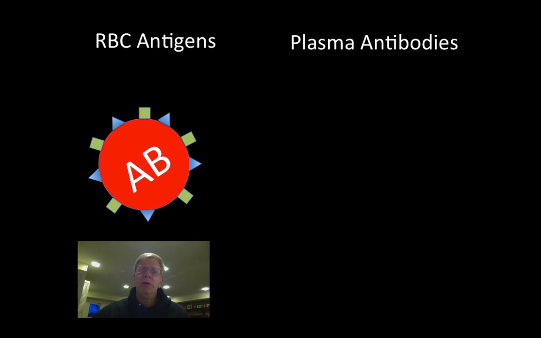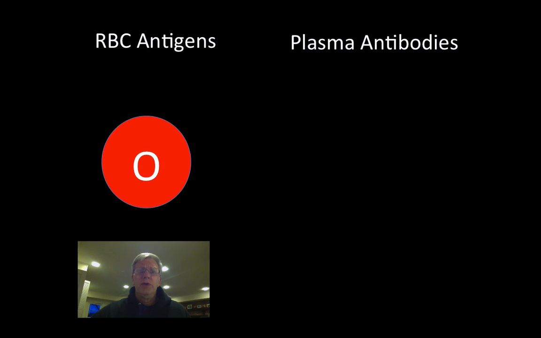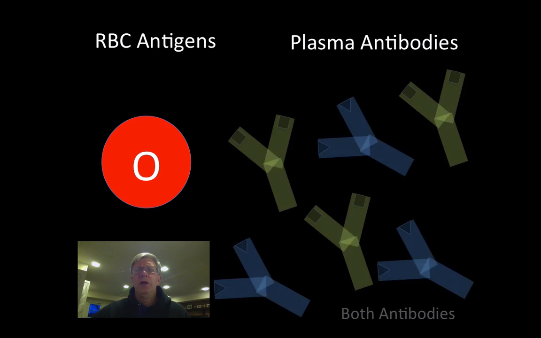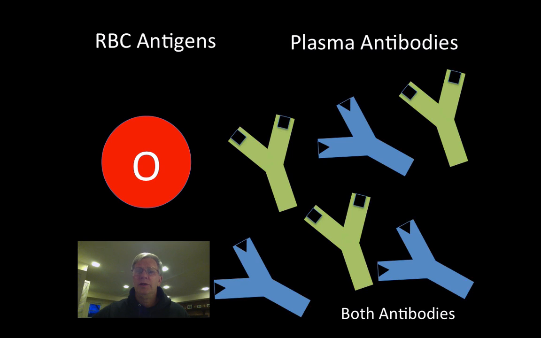A person that has AB blood, having both antigens on the red blood cells, will not have any antibodies. If they had one or the other or both, then of course it would attack their own blood, and our bodies will not produce antibodies that will attack ourselves. A person with O blood has no antigens on the red blood cell surface, so they are going to have both antibodies. It's not going to harm the host's blood because there are no antigens for those antibodies to attack.